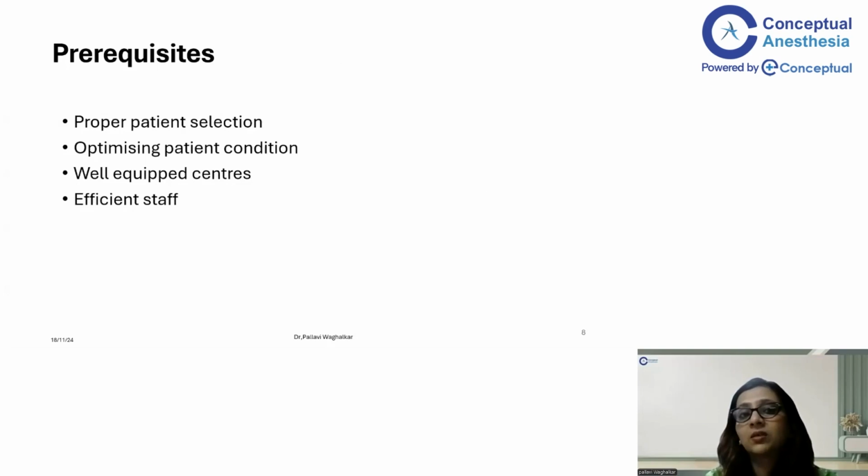So what are the prerequisites for daycare surgery? First of all, whenever we are posting a patient for daycare, proper patient selection should be there. And whichever patient it is, there should be an optimized patient condition. The daycare surgery unit or ambulatory surgery unit should be a well equipped center, and there should be efficient staff, the anesthetist and the staff who look after the patient, who know the admission criteria and discharge criteria, because you have to immediately discharge one patient and take the next patient. These are the prerequisites for the daycare unit.